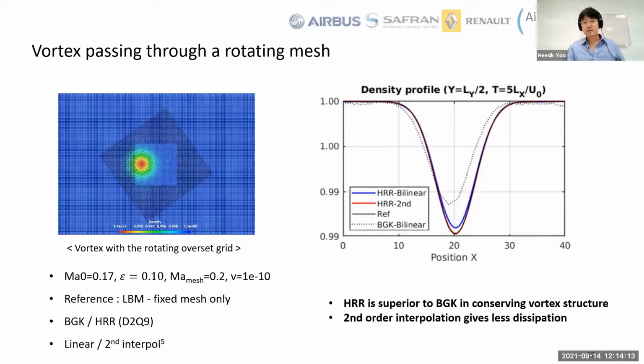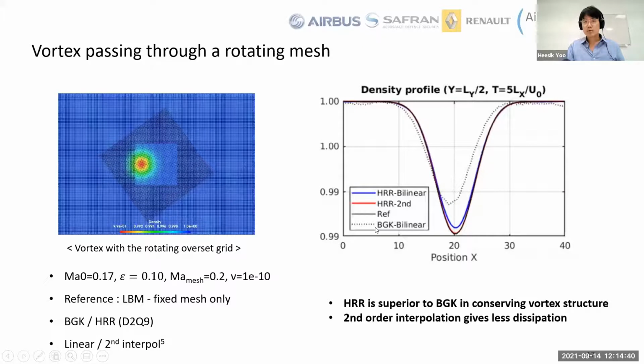So the purpose is to keep the vortex structure as long as possible. For example, as a reference, I ran the same convective vortex without using overset mesh, just on a simple single fixed mesh. Here the black line is the density profile from the reference. So the purpose is to make the density profile as close as possible to the reference.